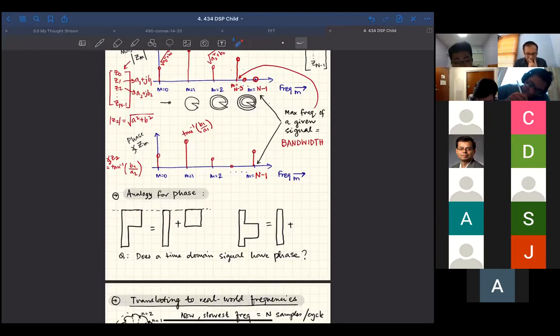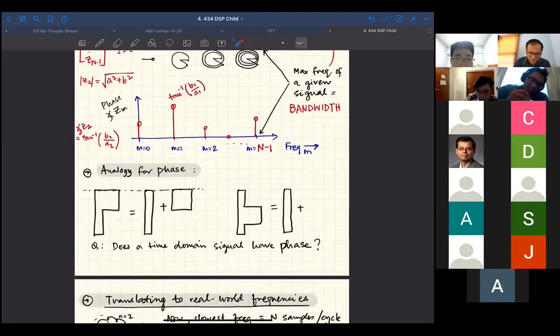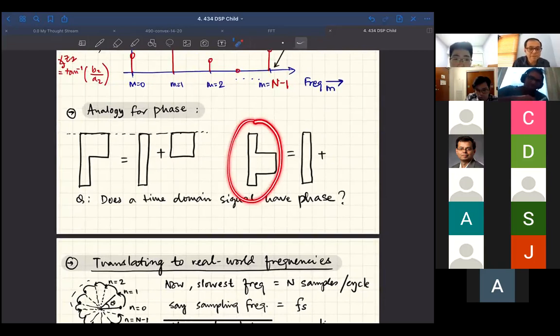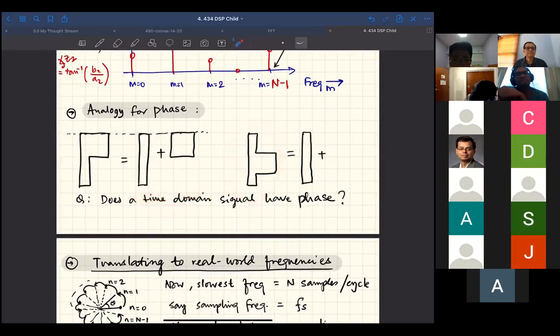But now suppose someone says, make this shape out of these two building blocks. Can someone tell me, how can I make this shape by combining these building blocks?